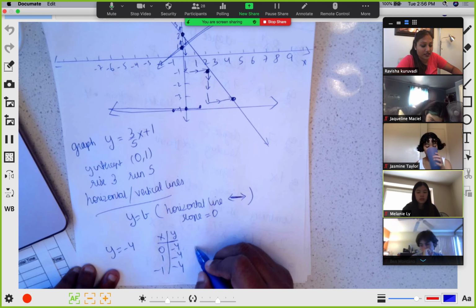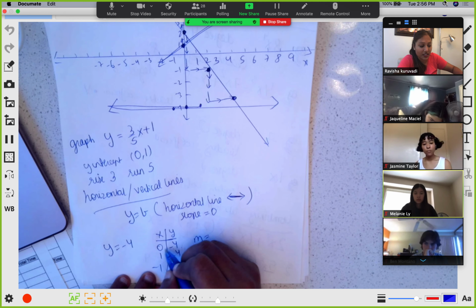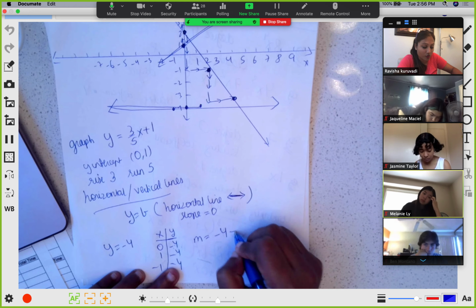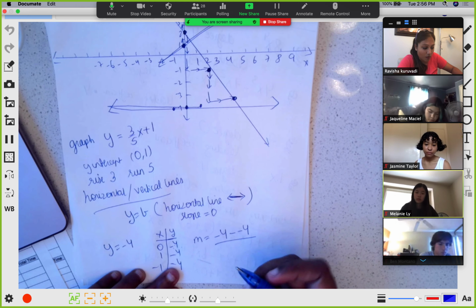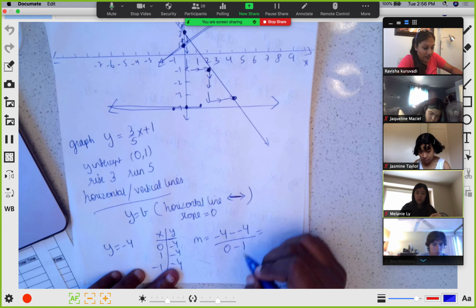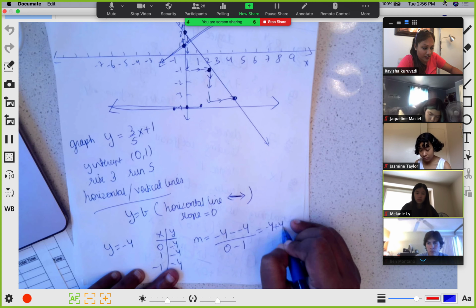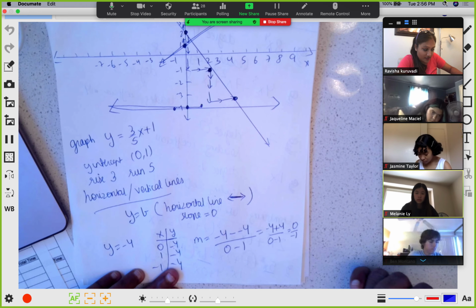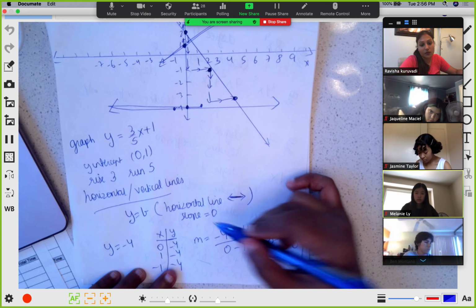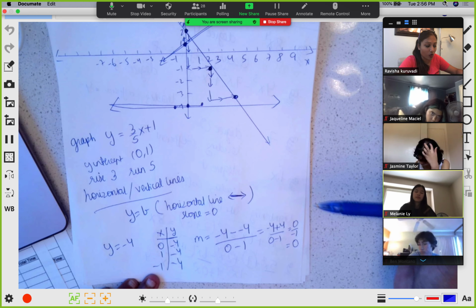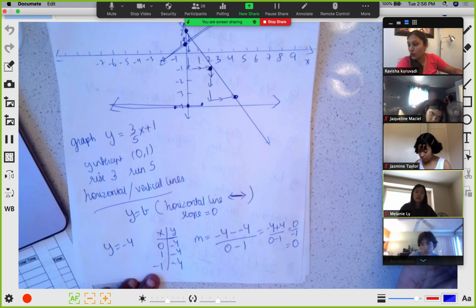How? Let's see. I take this one as x1, y1, this one as x2, y2. If I try to solve, what do you get? Minus 4 minus of minus 4 over 0 minus 1. If I solve, I get minus 4 plus 4 over 0 minus 1, which is 0 over negative 1, which is 0. Note my slope is always 0. So in case of a horizontal line, no matter what, my slope will always be equal to 0.